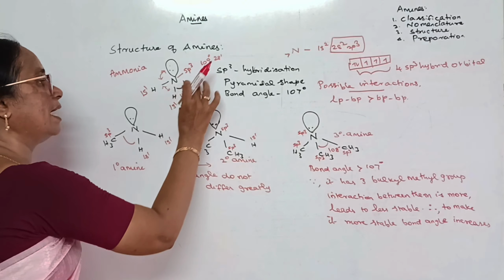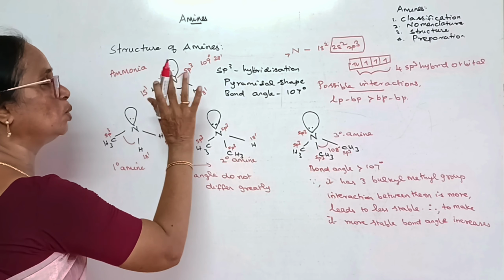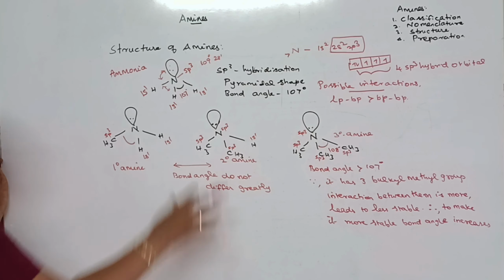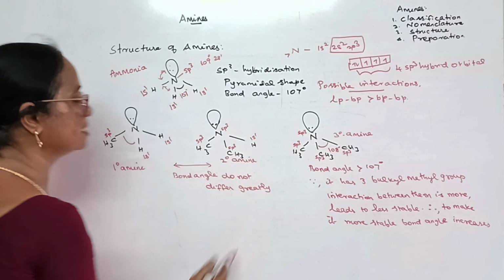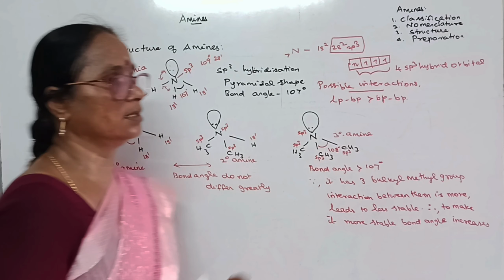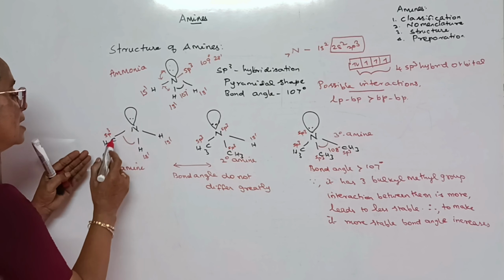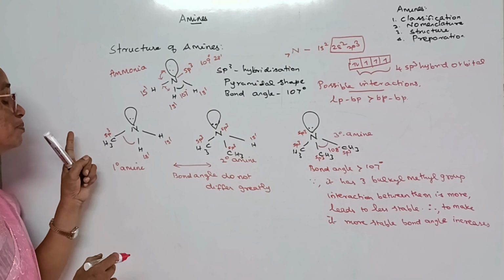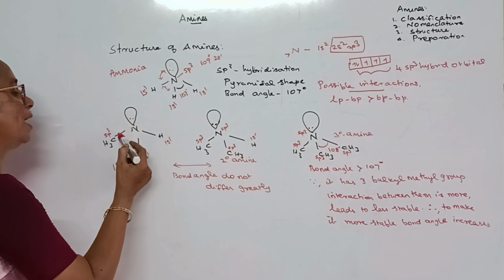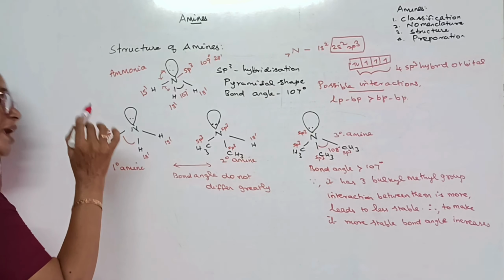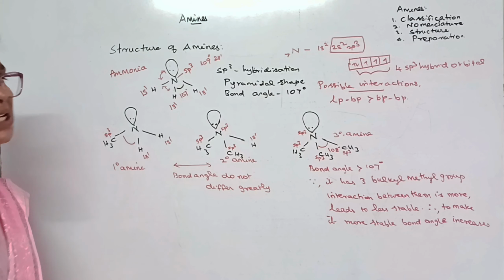Here all three hydrogen atoms are small, so among them we do not find any interaction. But in the derivatives of ammonia, the number of alkyl groups increases from 1 to 3, so we have primary, secondary and tertiary amines. When you compare the size of an alkyl group, it is much larger than hydrogen. So in addition to lone pair bond pair repulsion, it may experience bulky group with bulky group repulsion also.